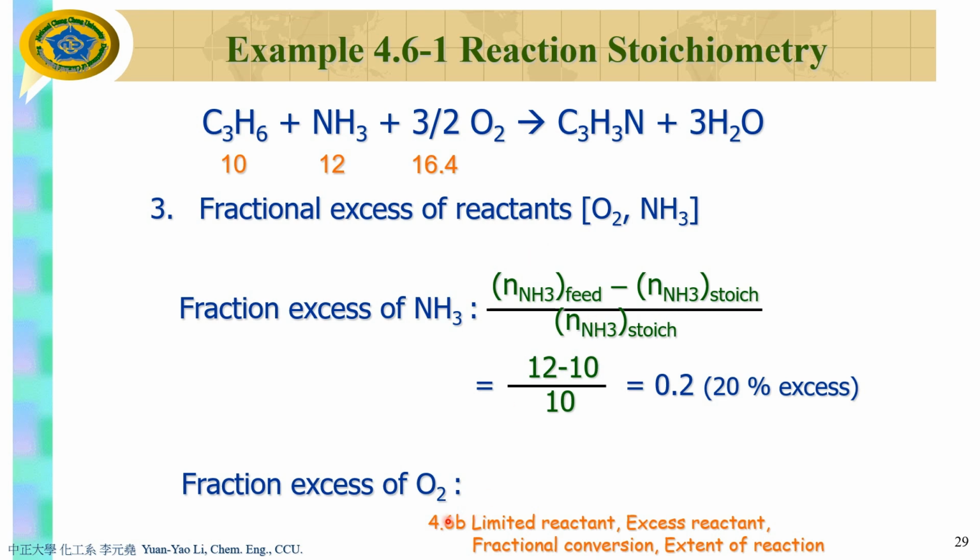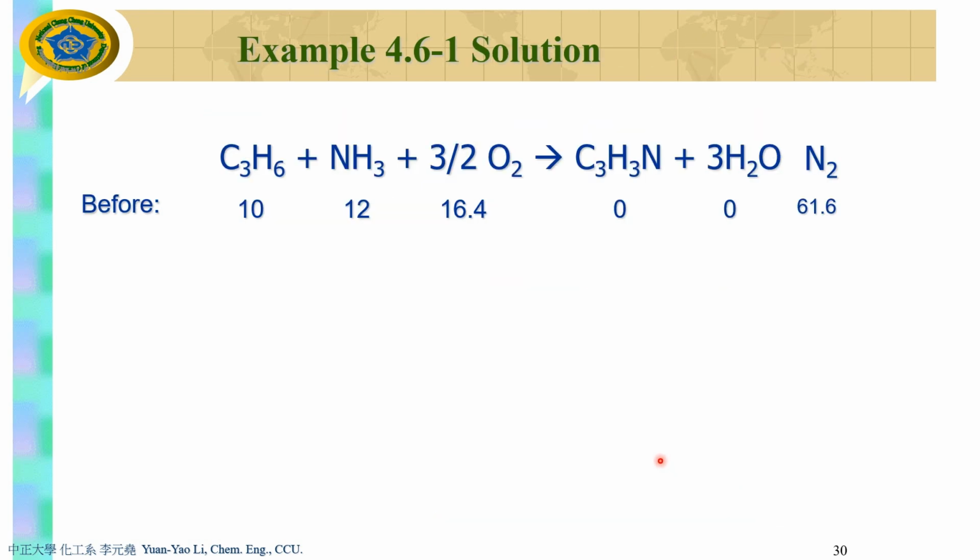Okay, the fractional excess of oxygen will be what? Could you please tell me? It's easy, right? Easy. So that's 16.4 minus 10 times 1.5, divided by 10 times 1.5. That will be 9.3%. Okay? Right.